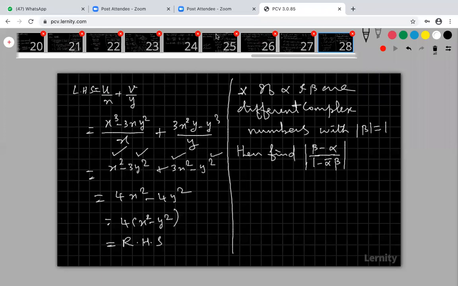Pavan, what is your answer? This answer is, yeah, Pavan, you are correct. This answer is 1. Very good. Very good answer, Pavan.